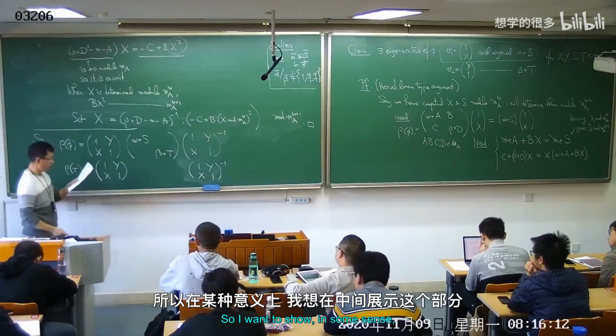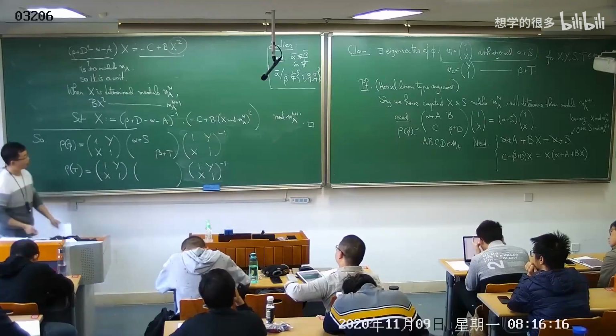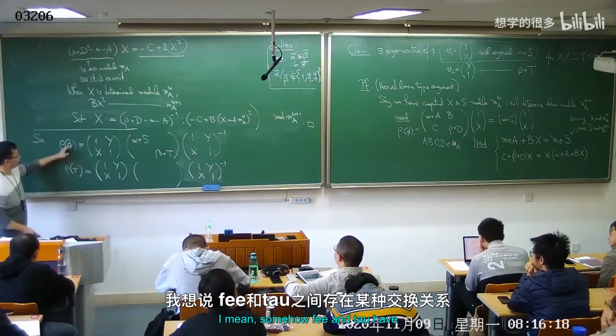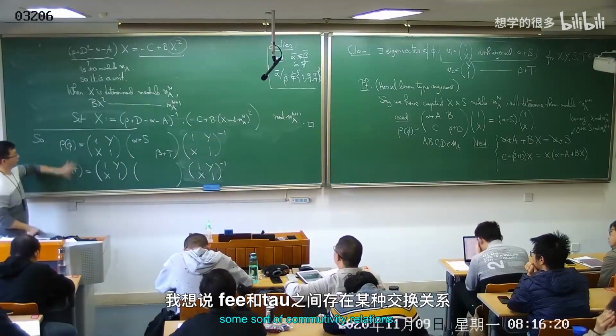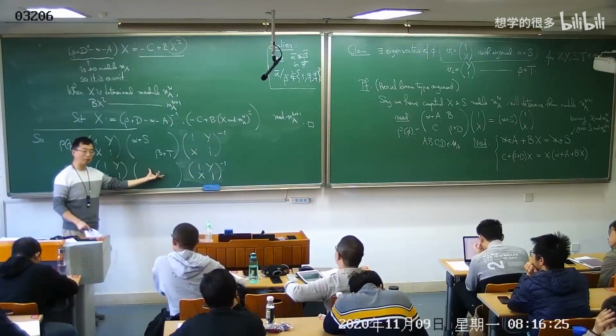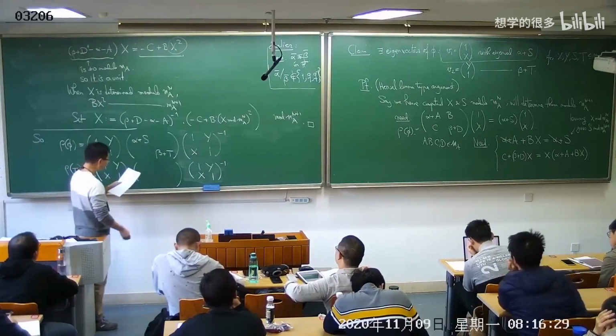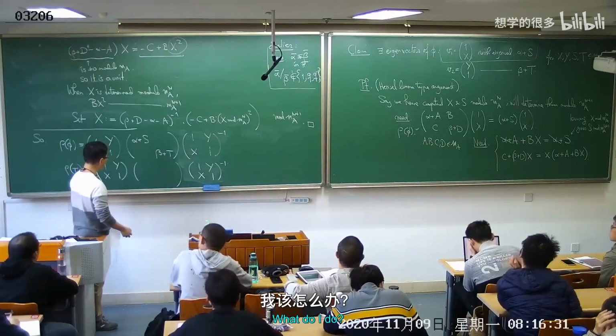So I want to show, in some sense, this tau in the middle. Somehow phi and tau have some sort of commutativity relations, so I would guess that it should also be diagonal. Let's maybe do that. What do I do? What should I do?